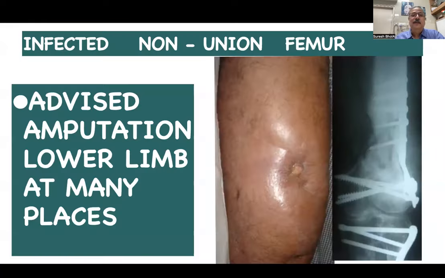cases of deformity. Another boon of the Ilizarov methodology is to correct infected non-union of the femur.